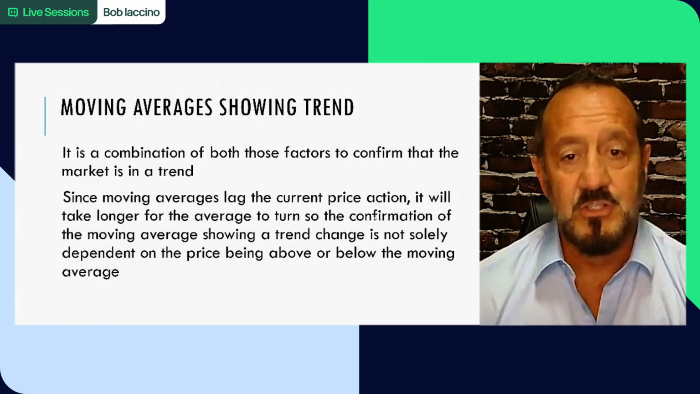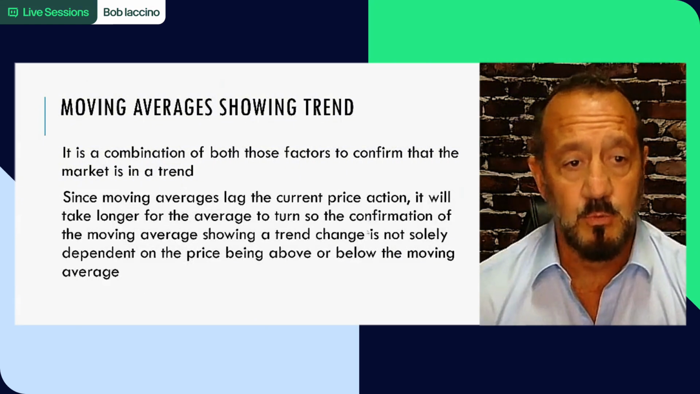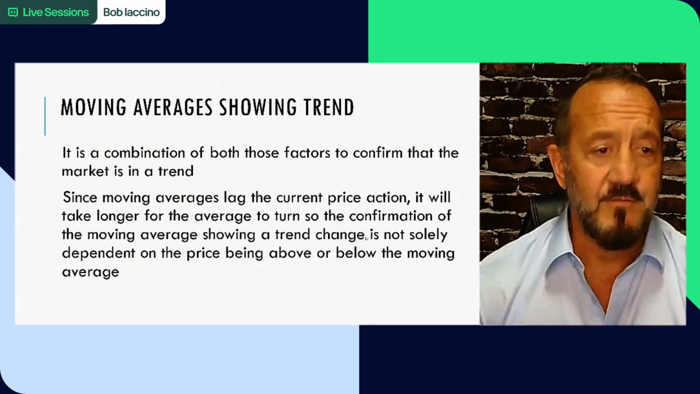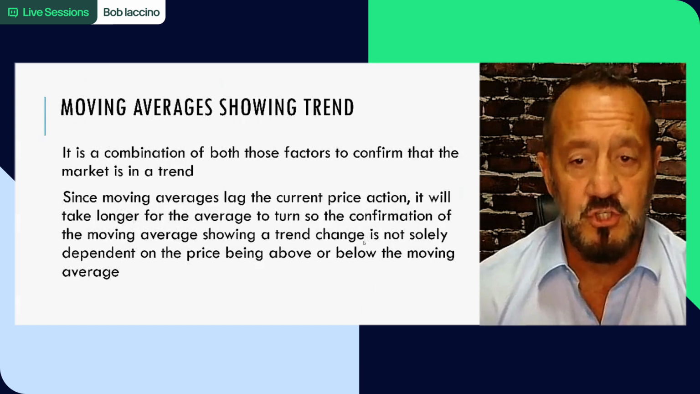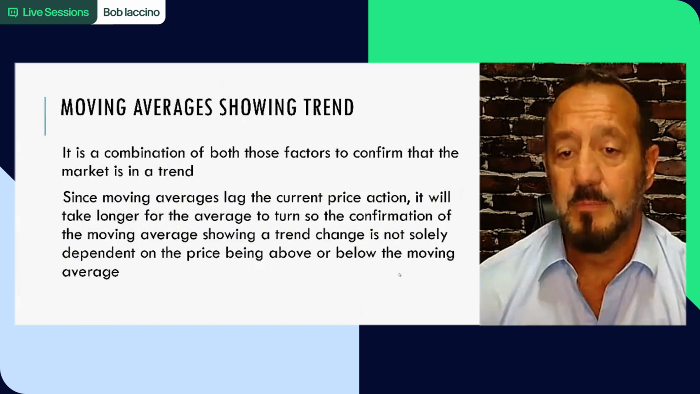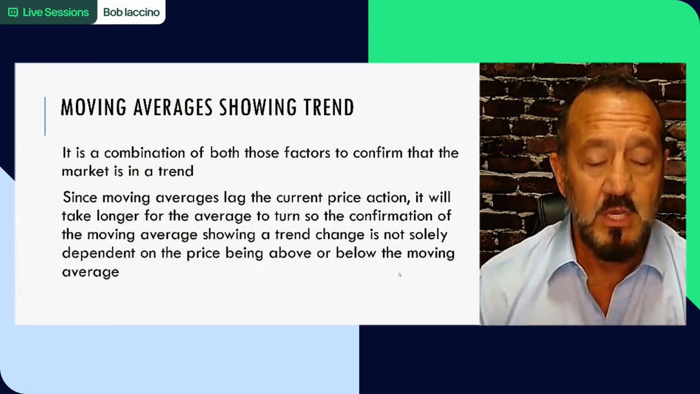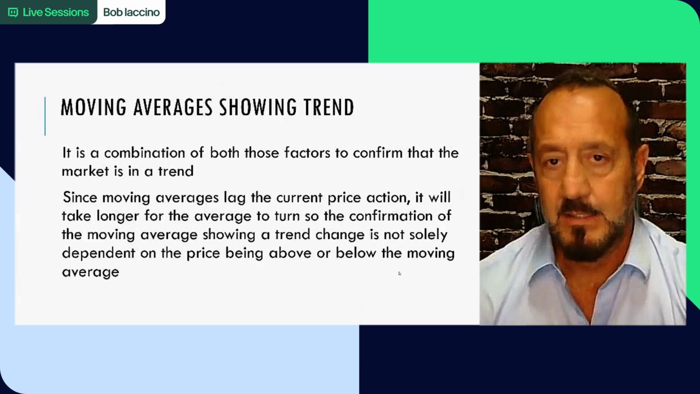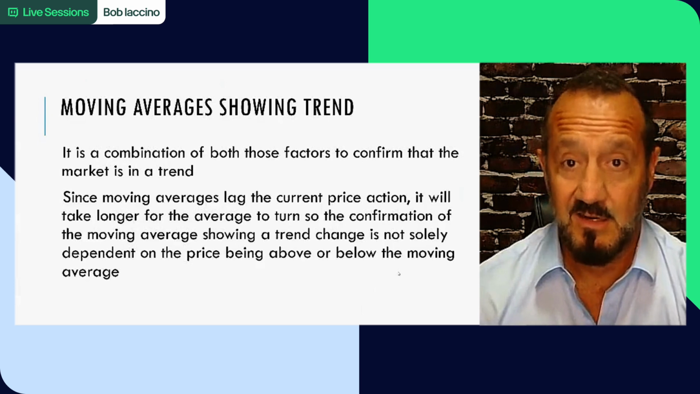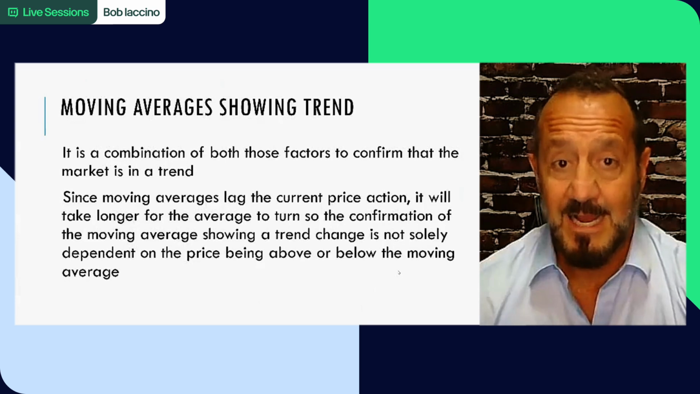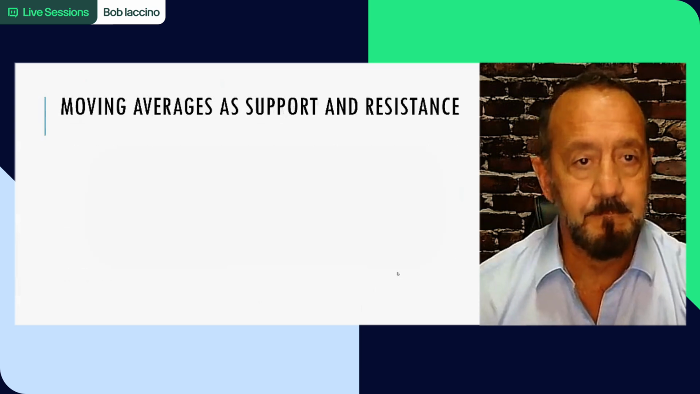Since moving averages lag the current price action, it will take longer for the average to turn. So the confirmation of the moving average showing a trend change is not solely dependent on the price being above or below an average. In other words, if you have a flat moving average, it's not telling you anything. It's telling you nothing. A lot of people go, oh, the moving average just crossed. But if they're flat, it doesn't mean anything.